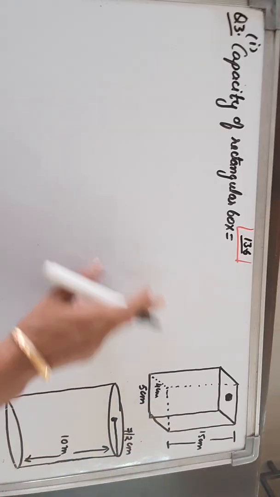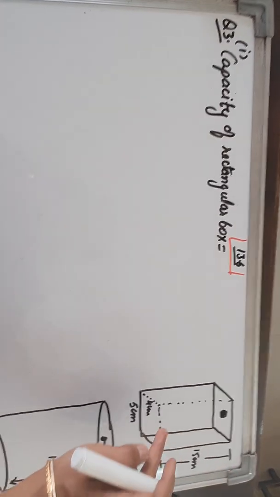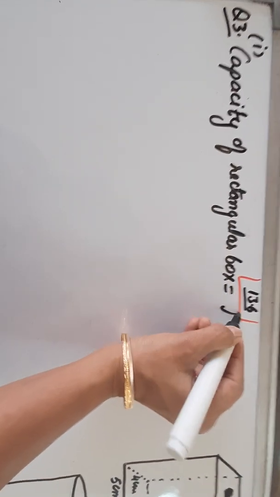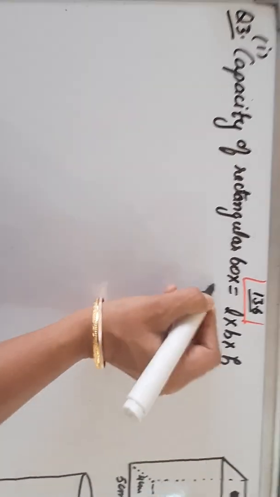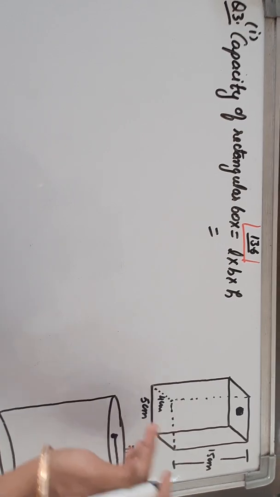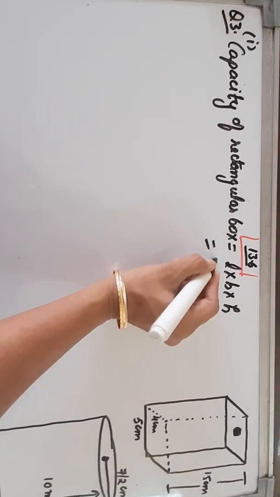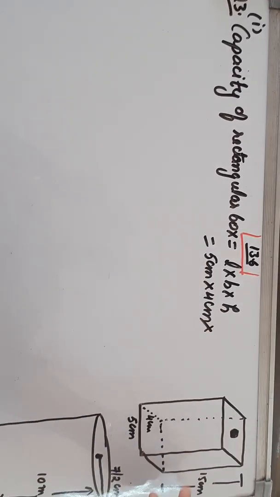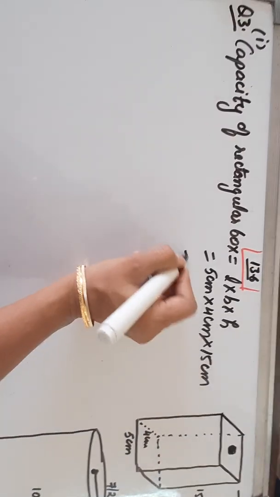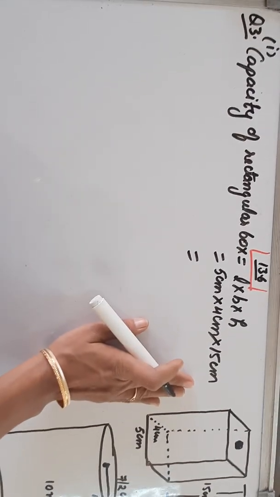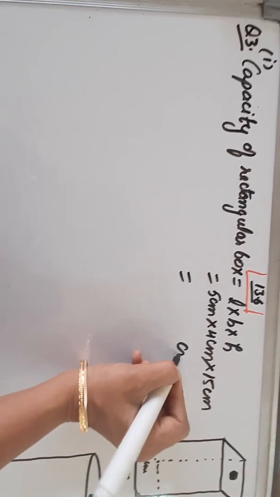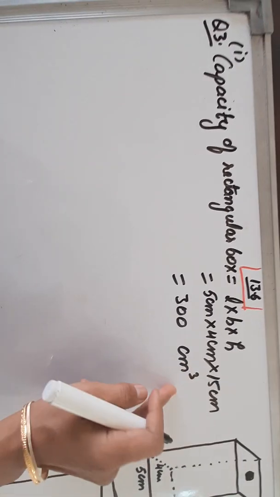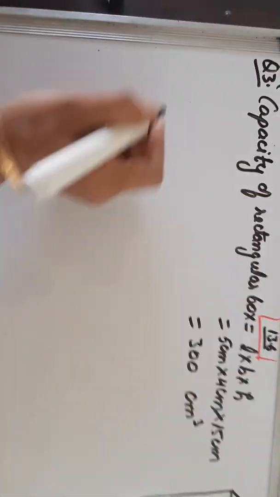So dear students, we will first find out the capacity of the rectangular box, that means the box having the rectangular base, that is the cuboid. So what is the formula for this? L into B into H. For this, all the 3 dimensions are given to us in the question. The length is 5 centimeter multiplied by the width 4 centimeter, and height is given as 15 centimeter. By multiplying the 3, we'll get the capacity of the rectangular box, and the capacity of the rectangular box is 300 cubic centimeter.